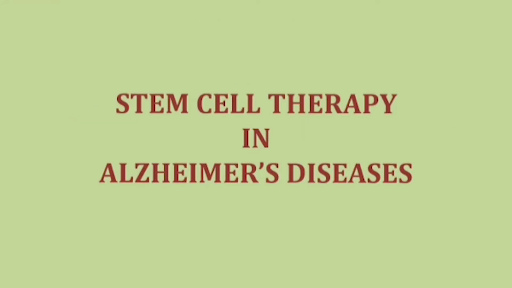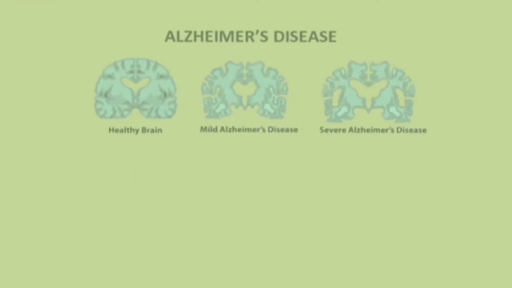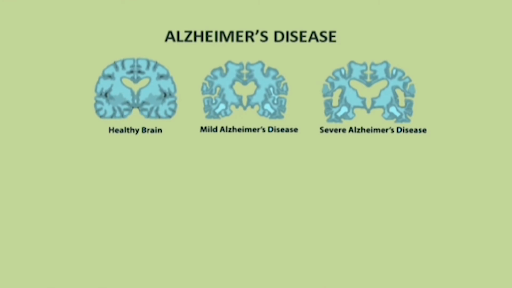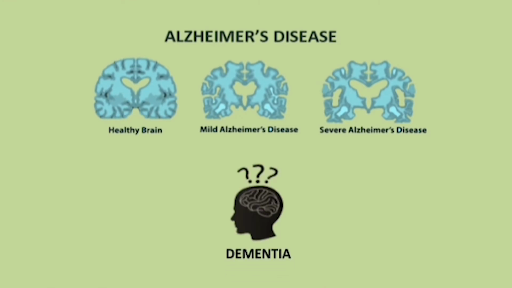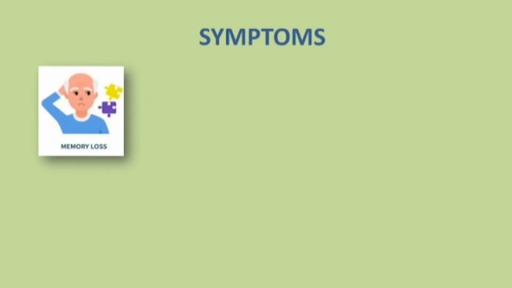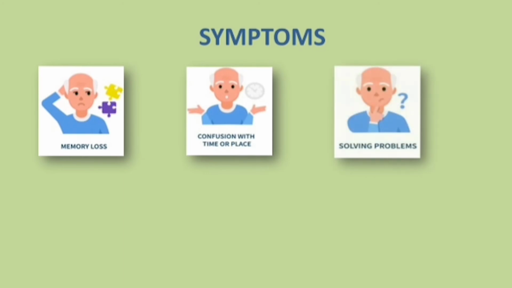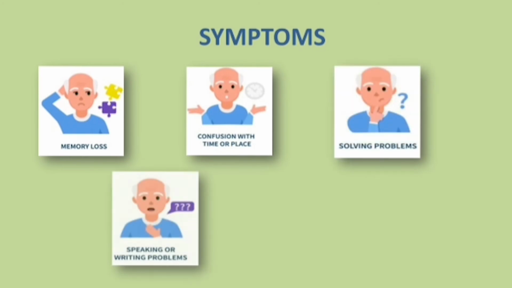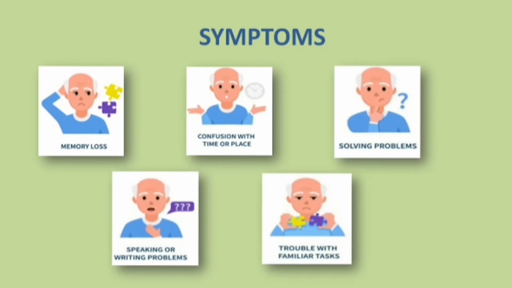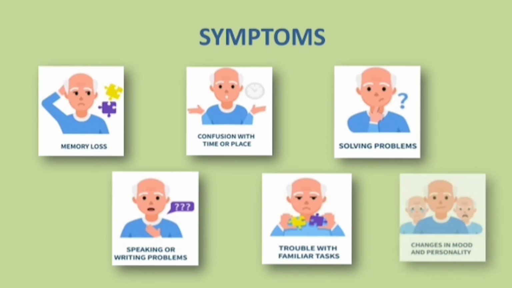Stem cell therapy in Alzheimer's diseases. Alzheimer's disease, a progressive neurodegenerative illness, is the most common form of dementia. Patients with Alzheimer's disease will have symptoms like memory loss, confusion with time or place, problem solving, trouble in speaking or writing, trouble with familiar tasks, and changes in mood and personality. This disease can be treated by stem cell therapy.